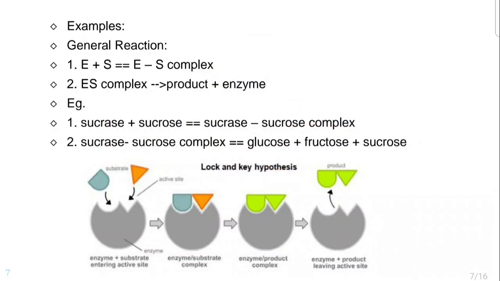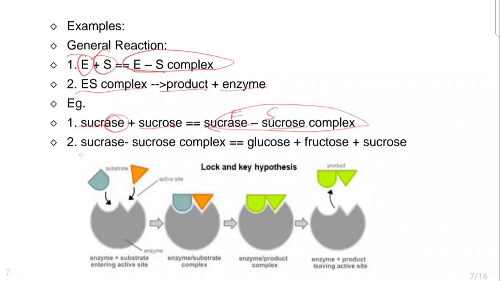Again, for enzymes, enzyme plus substrate will lead to an enzyme-substrate complex. Then your enzyme-substrate complex will produce products and your enzyme. So sucrase, this is your enzyme, plus sucrose will yield a sucrase-sucrose complex. This is your enzyme-substrate complex. Then your sucrase-sucrose complex will yield glucose and fructose plus sucrase.